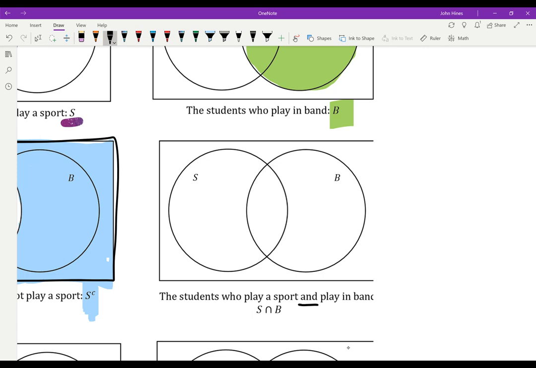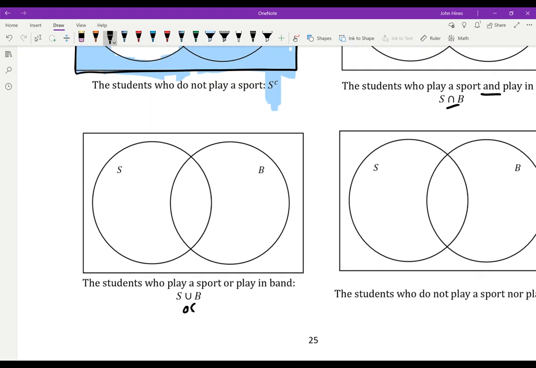What about sports and band? The intersection. Well, they have to live in that intersection piece. They have to live in that middle, that "and." This is the "and" probability here. The "and" lives in the middle.